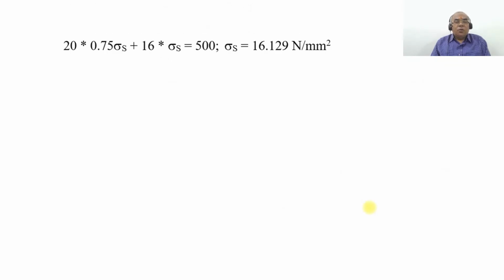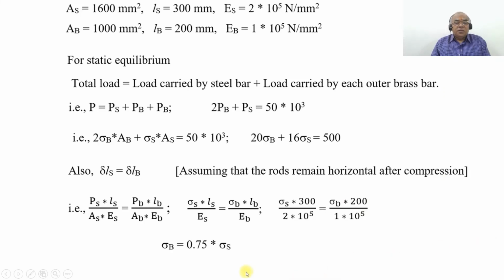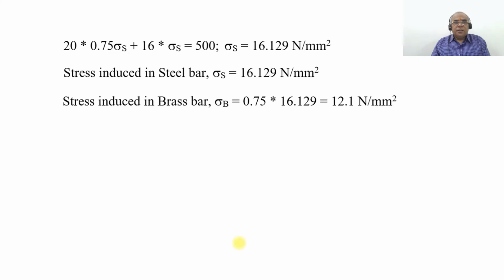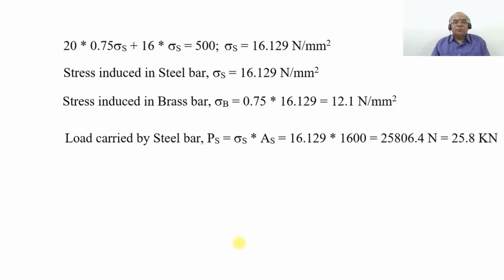Now you substitute the value of sigma B in terms of sigma S. We have this expression, sigma B equals 0.75 into sigma S. So 20 into 0.75 into sigma S plus 16 into sigma S will be equal to 500. Therefore, the stress in the steel bar will be equal to 16.129 Newton per mm square. The stress induced in the brass bar, sigma B, is 0.75 into sigma S, which is 0.75 into 16.129, equal to 12.1 Newton per mm square.